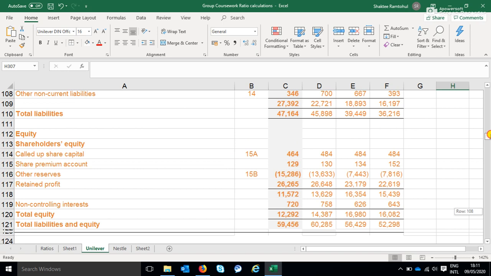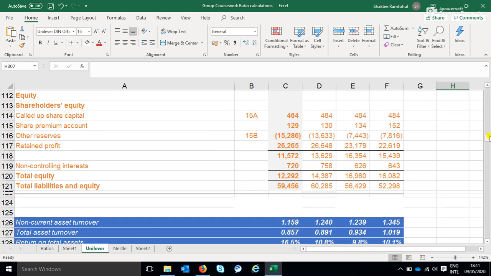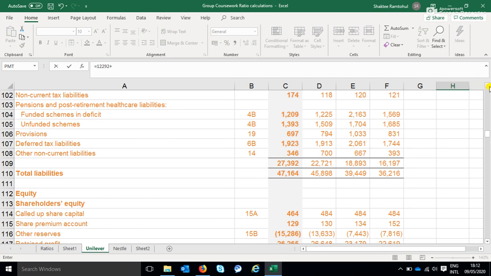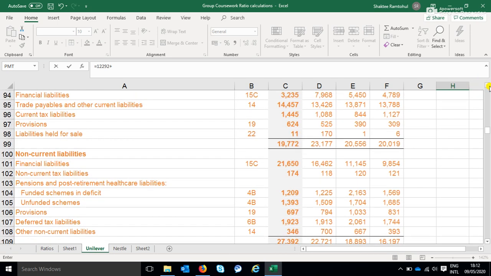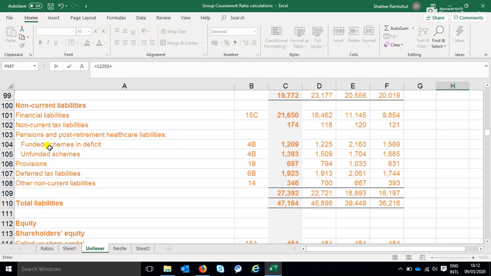So here's our balance sheet, or commonly known as the statement of financial position nowadays. Total equity is 12,292, in millions of euros. I want to add to this the total of non-current liabilities. Normally, I finance the business through financial liabilities, because financial liabilities are things like loans, etc. This is how I would normally have financed the business.